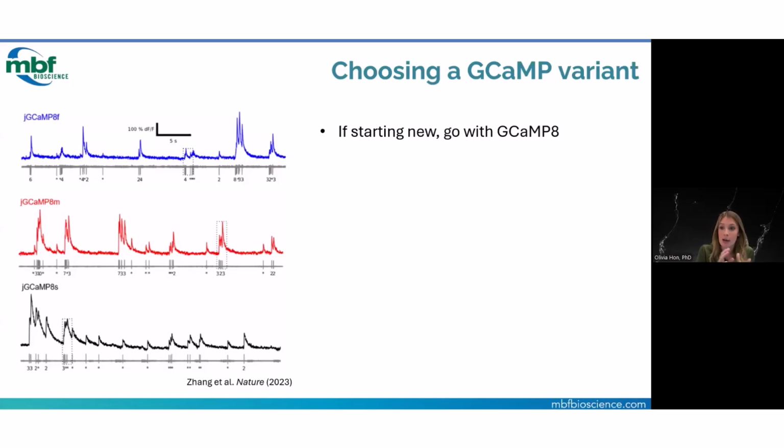Within each GCaMP family, there are different variants. Generally, they're called S, F, and M. S stands for sensitive, F is for fast, M is for medium. The trade-off between these variants is speed versus sensitivity. So GCaMP8F, this trace is up here. It has the fastest kinetics, but it's the least sensitive. And so GCaMP8F can be really helpful if you're wanting to resolve individual events. Say you're doing some kind of operant behavior, the mouse is lever pressing really fast, and you want to be able to see those individual responses.